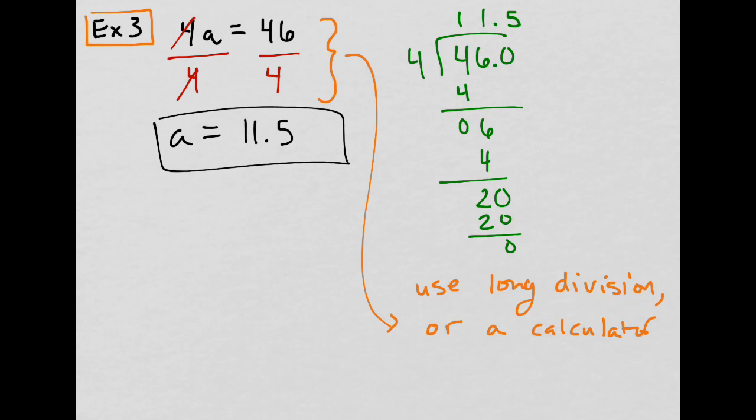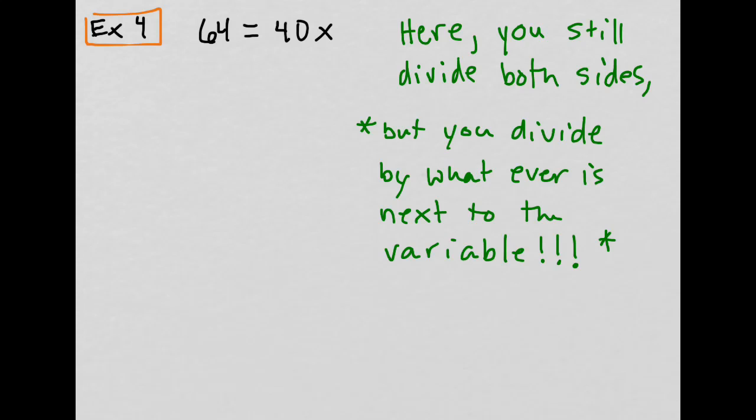What about something like this? What if it was a little bit different? What if it's backwards, and now the x is on the other side? You still divide. You just divide by whatever's next to the variable. Some people get this wrong all the time. So here I would divide by 40.